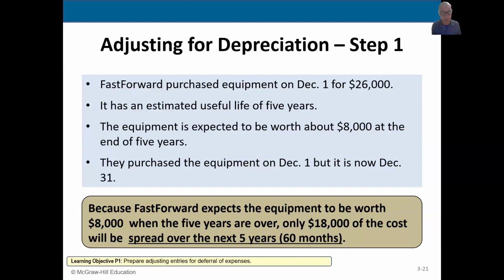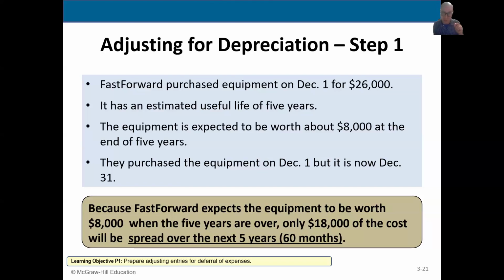So 26,000 minus 8,000 gets us to 18,000, right? We get 18,000 divided by 5 years, which is 3,600. So 3,600 is the depreciation expense at the end of each year.